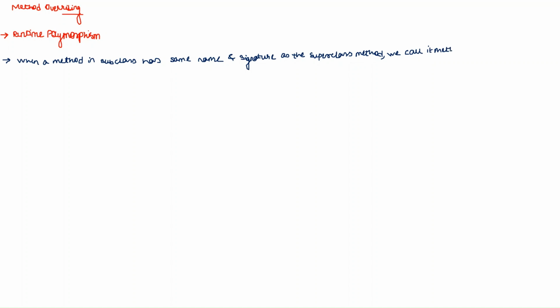What did I say? When a method in a subclass has the same name and signature, there is something known as method signature that you should know about, as the superclass method, we call it method overriding. So this is what method overriding is.